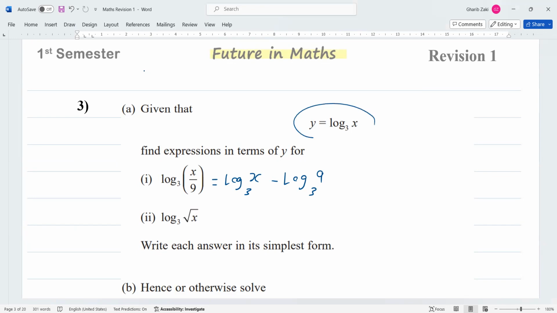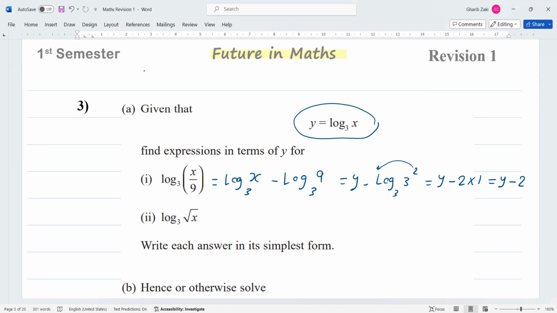Log x to the base 3 is y. 9 is 3 to the power 2. So it's log 3 squared to the base 3. The 2 comes in front. Then it will be y minus 2 log 3 to the base 3, which equals 1. So it's 2 times 1. Finally, in simplest form, it's y minus 2.